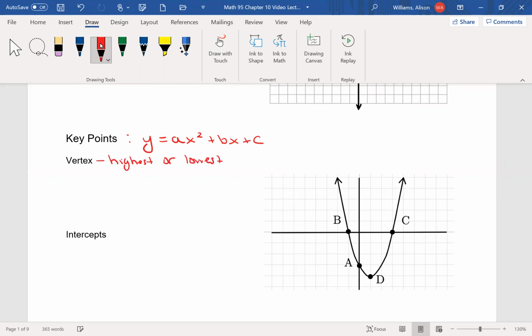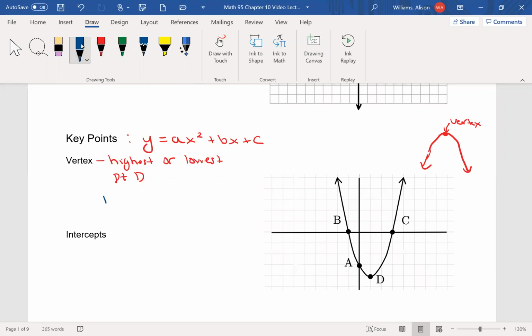Now, in this particular graph and in the one we just did, the vertex is the lowest point. So in this graph, the point D would be the vertex, okay? But it could be the high point if the graph was flipped over. In other words, if we were looking at an upside down parabola like that, okay? In that case, the vertex right here would be the highest point, okay? Now, there is a formula for finding the vertex.